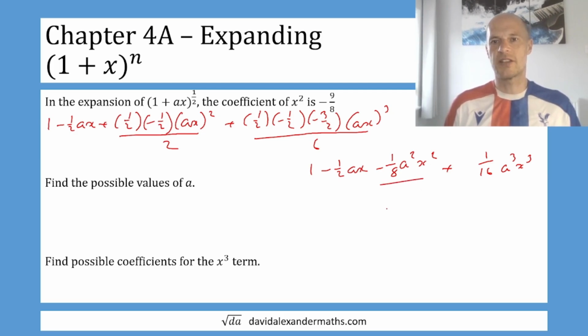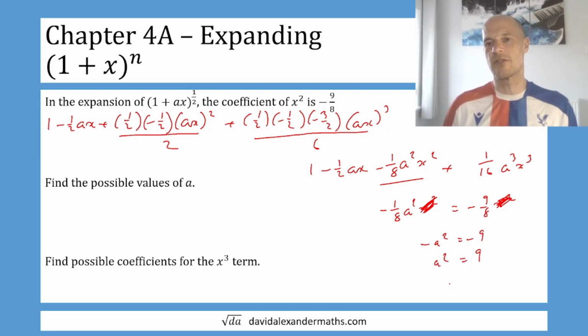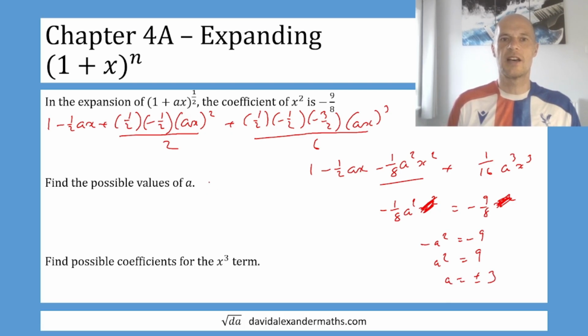So what I can say is that minus 1/8 a squared x squared equals minus 9/8 x squared. In other words, minus 1/8 a squared equals minus 9/8. And we can just multiply through by 8 to get negative a squared equals -9. So a squared equals 9. So a is the square root of 9. So a is plus or minus 3. So the possible values of a are plus or minus 3.